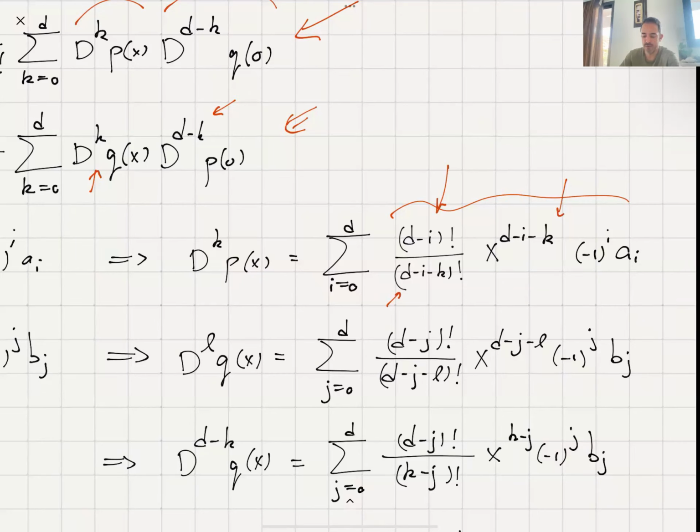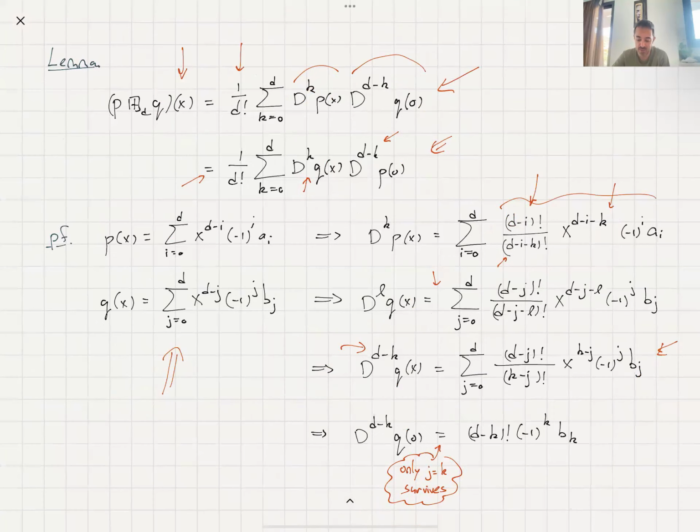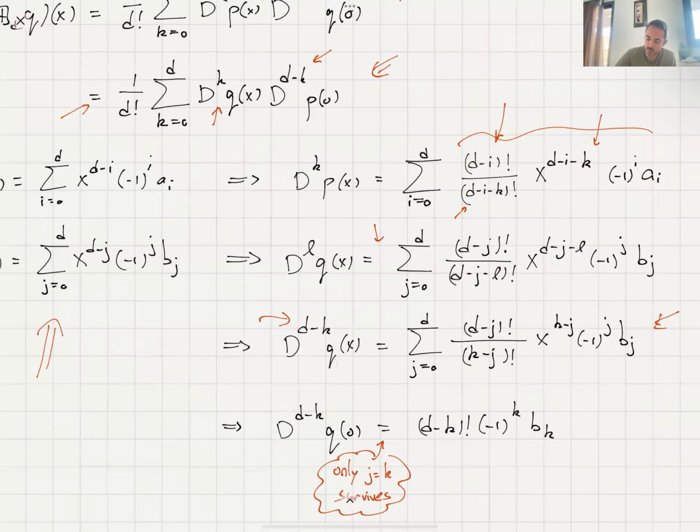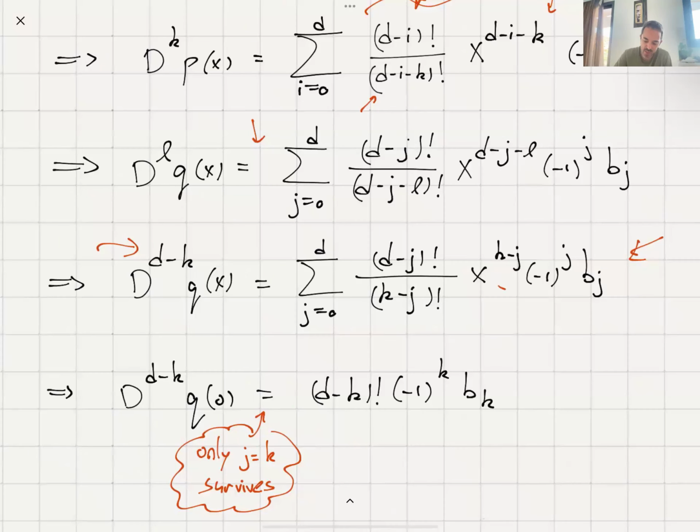The lth derivative of q of x is the same, just with b's and j's and l's instead of a's and i's and k's. And I chose l just because I need to replace l by d minus k. It's psychological. And then that's what appears here, it's just a calculation. And then we should evaluate at 0, at least this one. The p stays alive, but when you evaluate this at 0, the only j that survives is j equals k. And what survives is (d minus k) factorial, because j equals k here, this is just 1 times minus 1 to the k b_k.